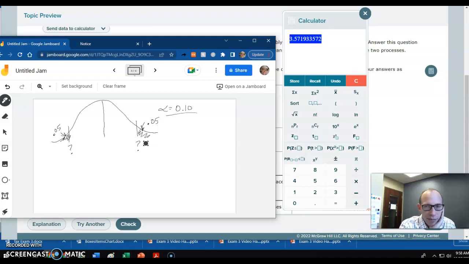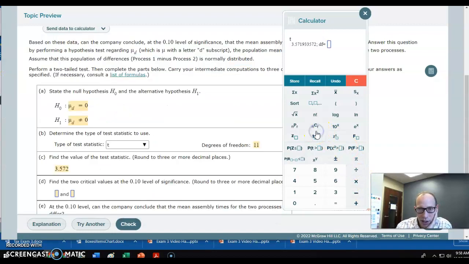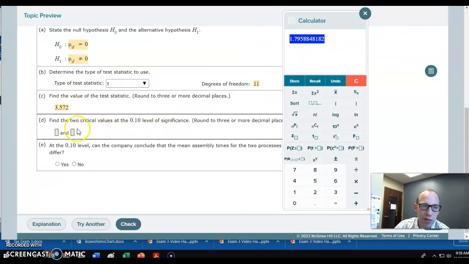Well, to get that, we use our calculator here. Let's do that. So we want 0.05 out in the right tail, and we already said we had 11 degrees of freedom. So this is our critical value. This is going to be the positive one, 1.796. So what's the negative version? It's just symmetrical. So this is going to be negative 1.796. And can we conclude that they differ?